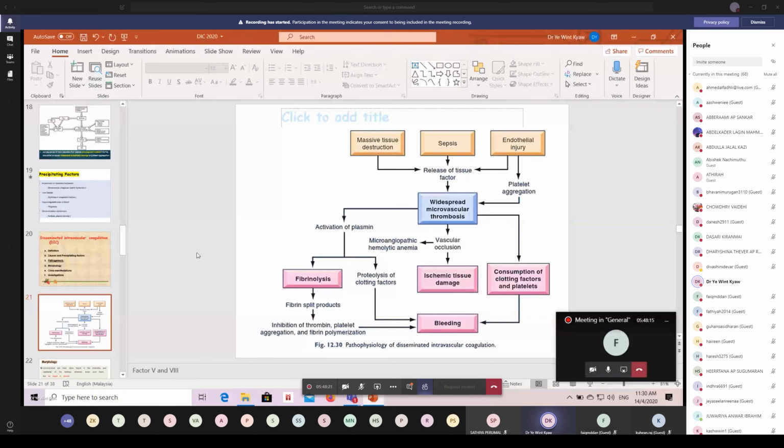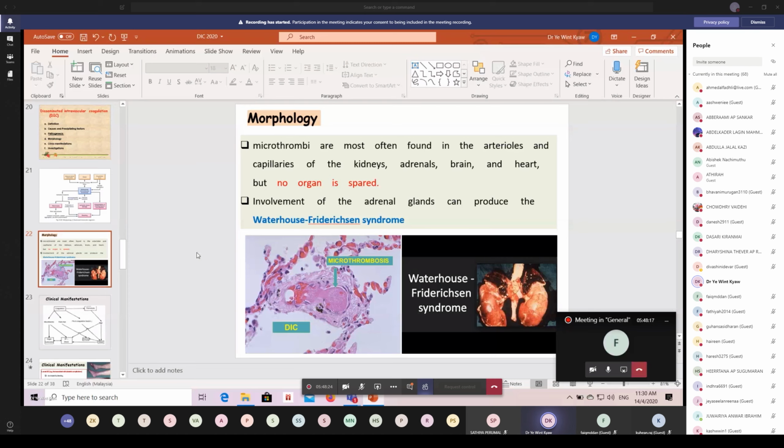Morphology is quite easy. Thrombi in every organ. If adrenal involvement, Waterhouse-Friderichsen syndrome. You might remember this one, already taught in microbiology, right? Waterhouse-Friderichsen syndrome. Adrenal failure in what? Meningococcemia, I think. Have you been taught meningococcemia in microbiology? Meningococcemia. Waterhouse-Friderichsen syndrome. Adrenal failure.